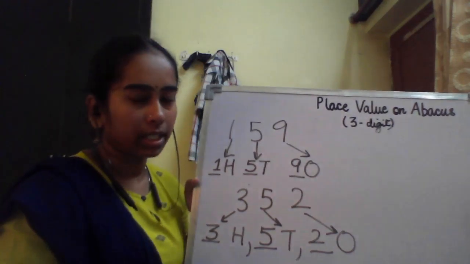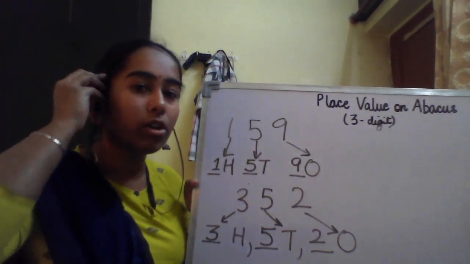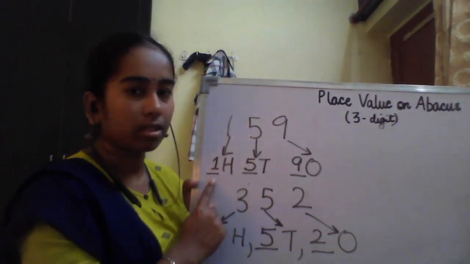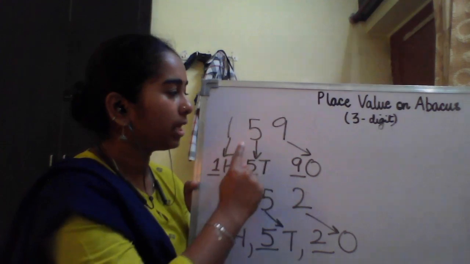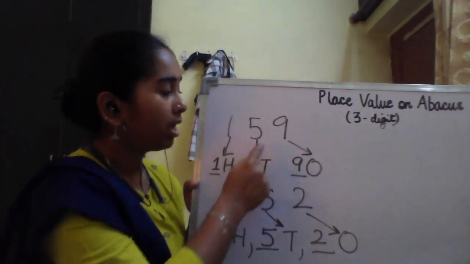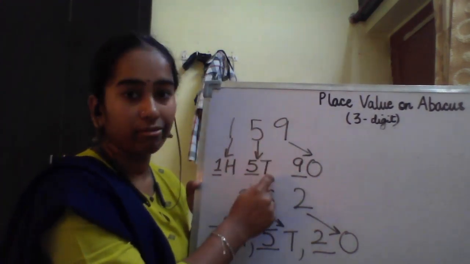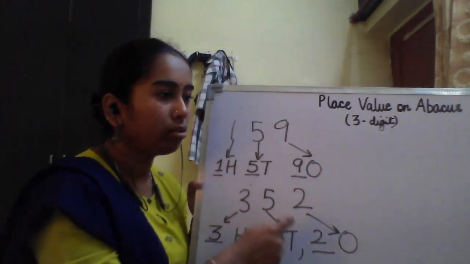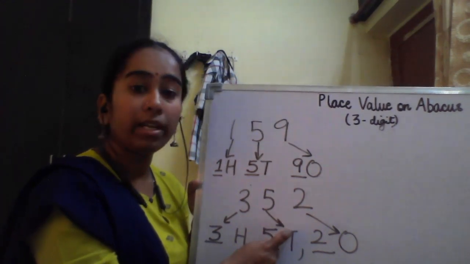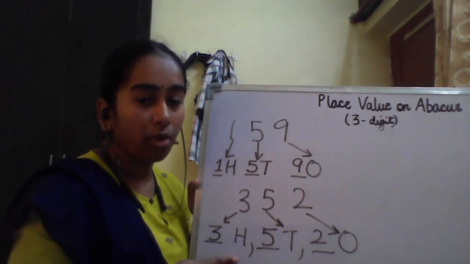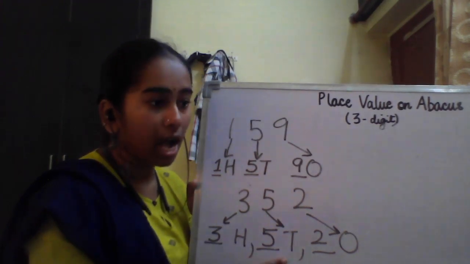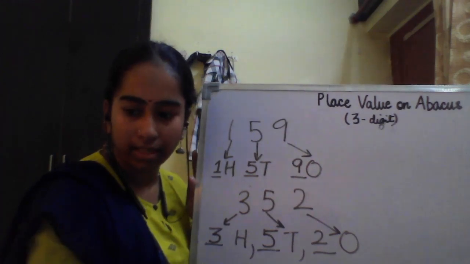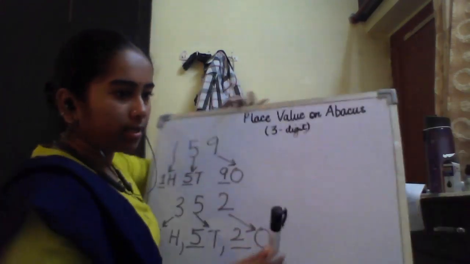Write it in your notebook, or you can do it on your own. So here, 159, 1 is in the hundreds place. How many hundreds are there? 1. How many tens are there? 5. How many ones are there? 9. In number 352, repeat after me. How many hundreds are there? 3. How many tens are there? 5. How many ones are there? 2. Simple? Yes? Okay, let's do 2 more examples.